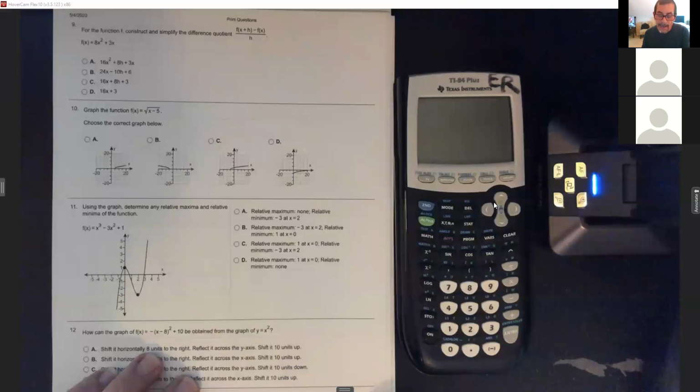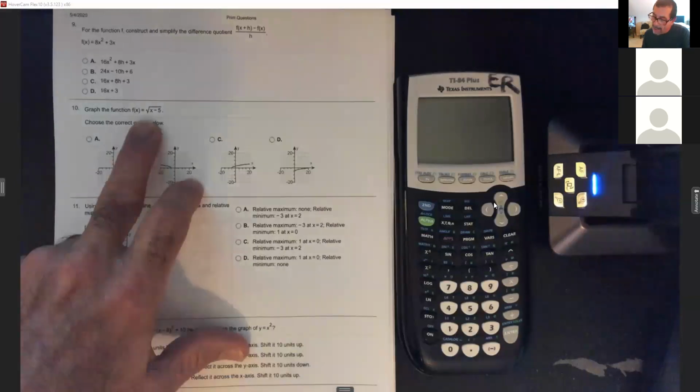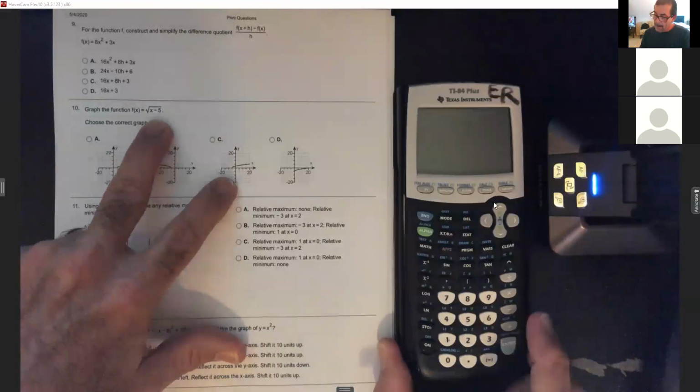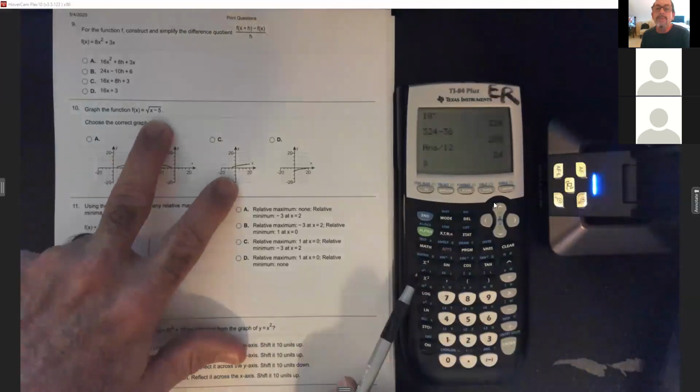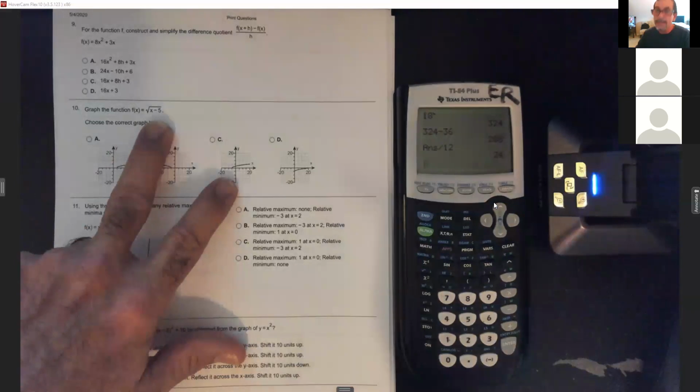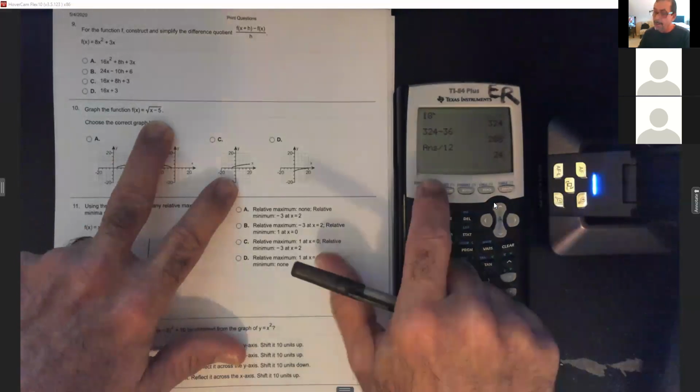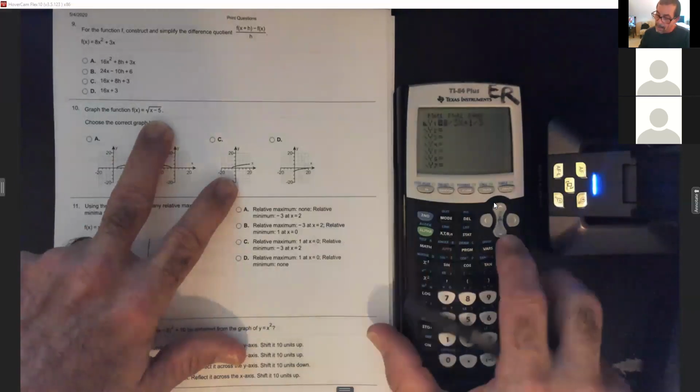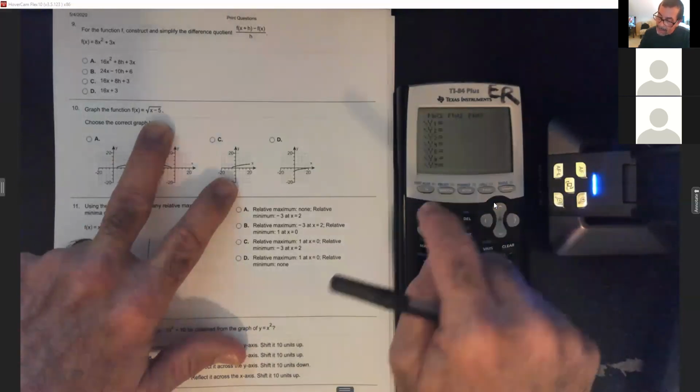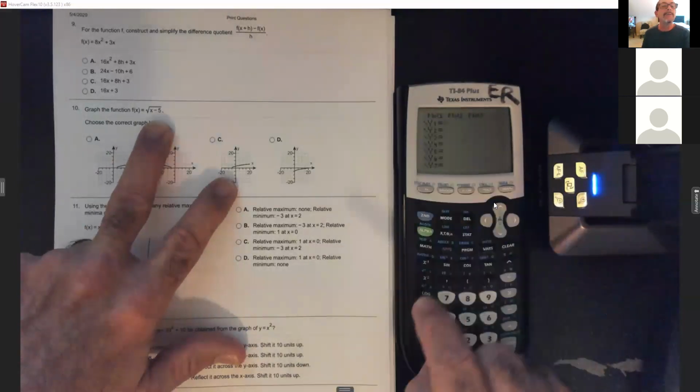Number 10 wants me to graph f of x equals the square root of x minus 5. All of our calculators got an x squared button right there. And if you notice right above it is a radical. So to hit that radical, you hit the second button. So let's go to y equals. I'm going to clear this out. So I want the radical first. So I hit second, x squared to bring up my radical.